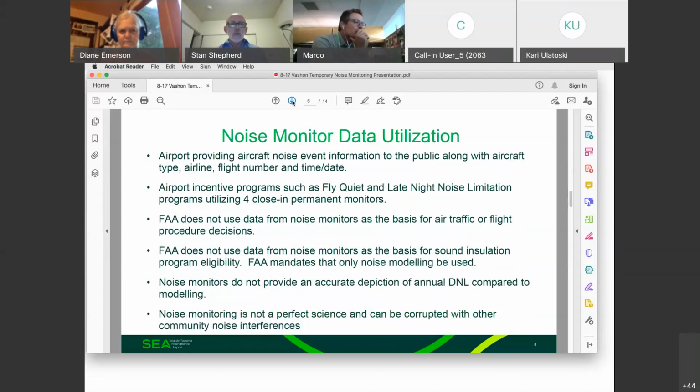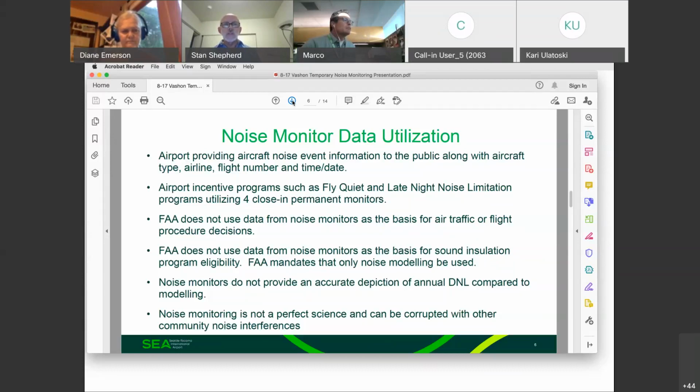So just to give you a little bit of an idea of how an airport looks at noise monitoring data, how the FAA looks at noise monitoring data, an airport is providing aircraft event information to the public, and it'll be including the type, the airline, the flight number, and the date.